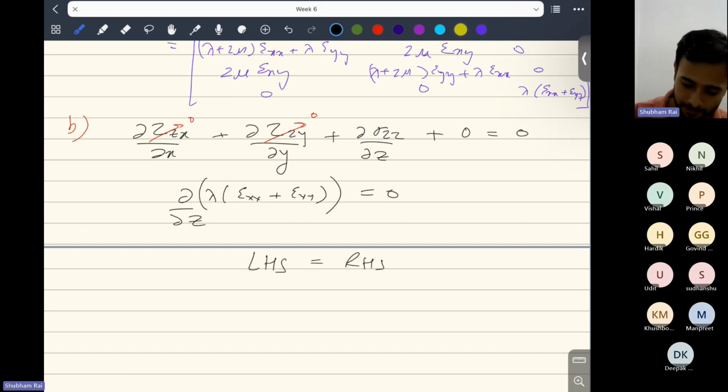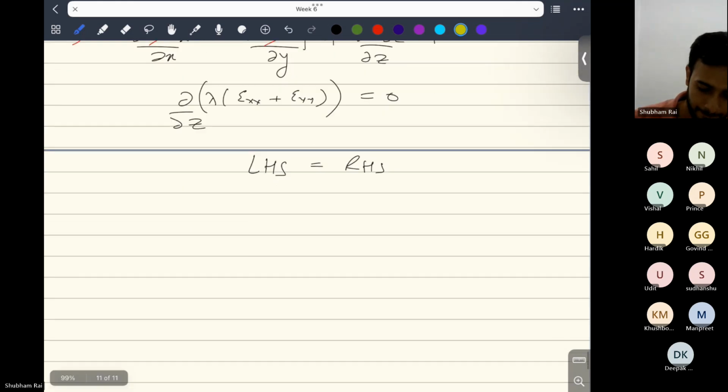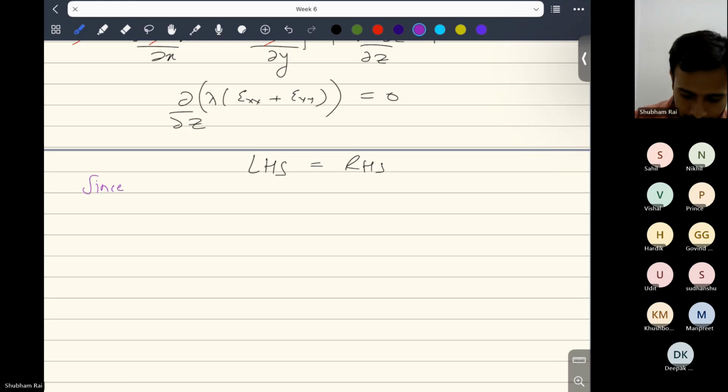So we can say here that since epsilon xx and epsilon yy are not functions of z.